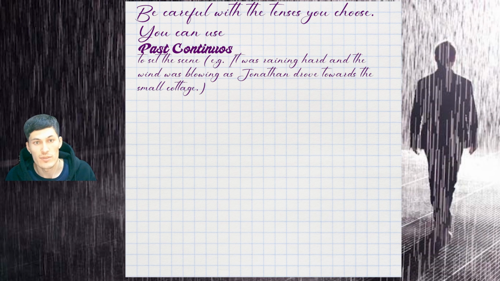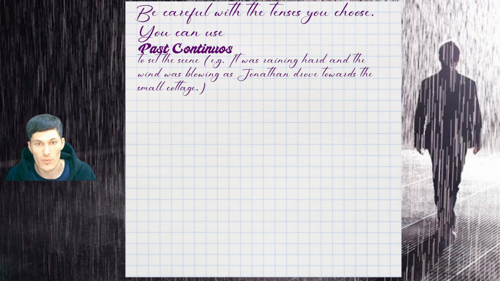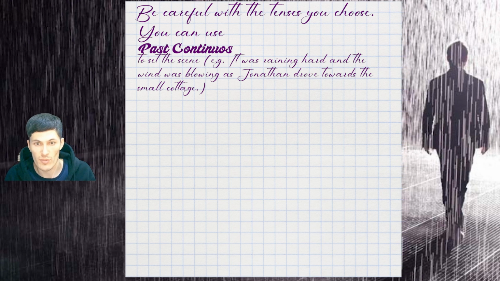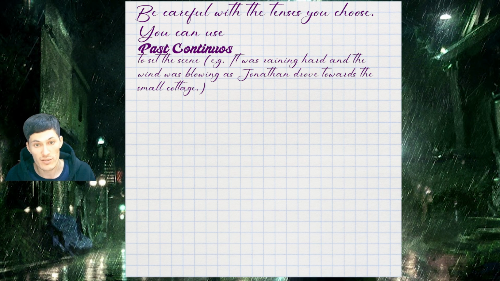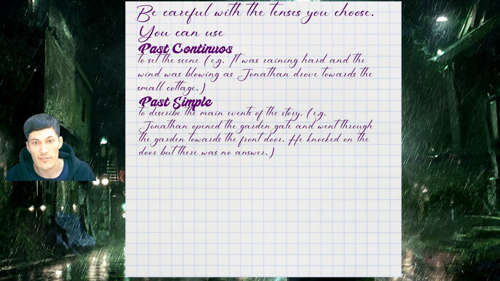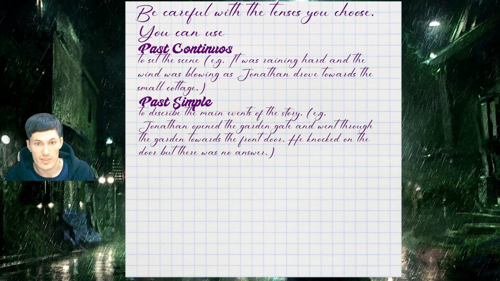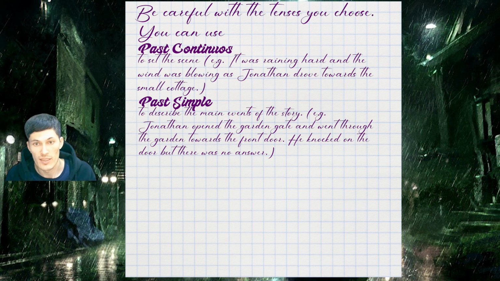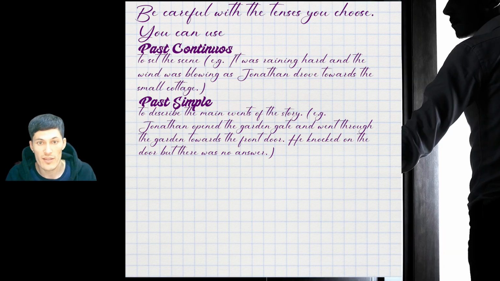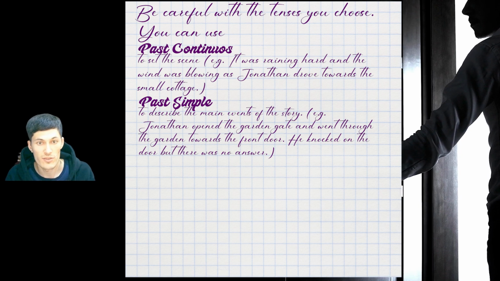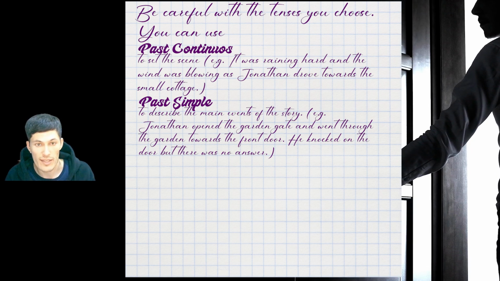For example, it was raining hard and the wind was blowing as Jonathan drove towards a small cottage. And past simple to describe the main events of the story. For example, Jonathan opened the garden gate and went through the garden towards the front door. He knocked on the door, but there was no answer.